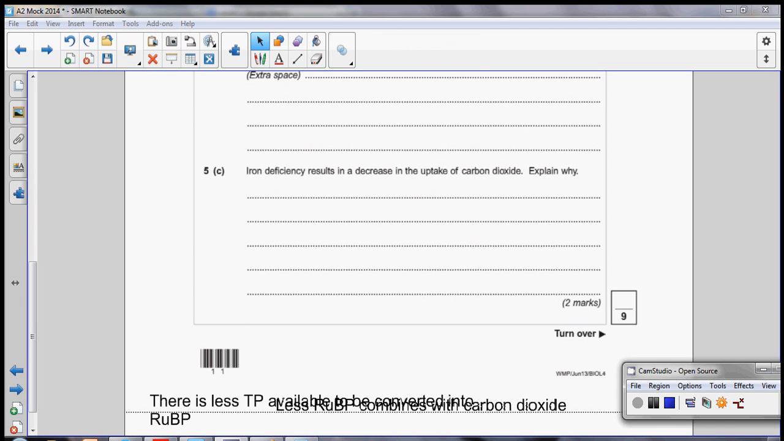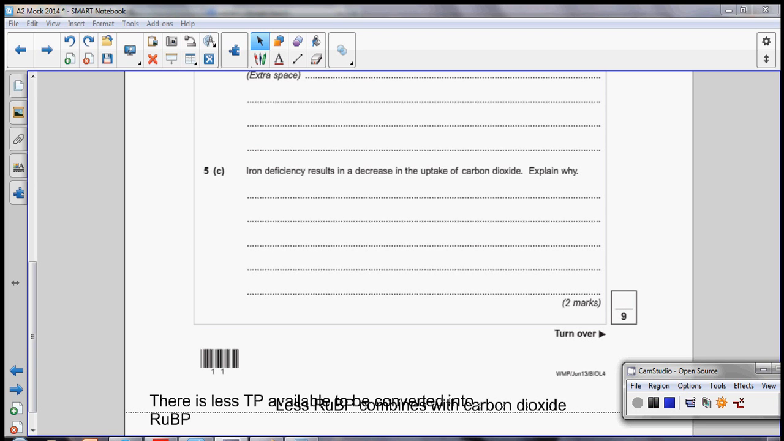For the final question then, it says that iron deficiency results in a decrease in the uptake of carbon dioxide, and we've got to explain why. Again, we need to look back at our knowledge and our understanding of photosynthesis, and hopefully you remember that carbon dioxide is taken up in the light-independent stage, and it's combined with ribulose bisphosphate, RuBP. So, if there's less uptake of carbon dioxide, that must mean that less RuBP is combining with carbon dioxide. Now, we've got to link that to iron deficiency, and we know that iron deficiency results in less GP being converted to TP. So, that must somehow result in less uptake of carbon dioxide.